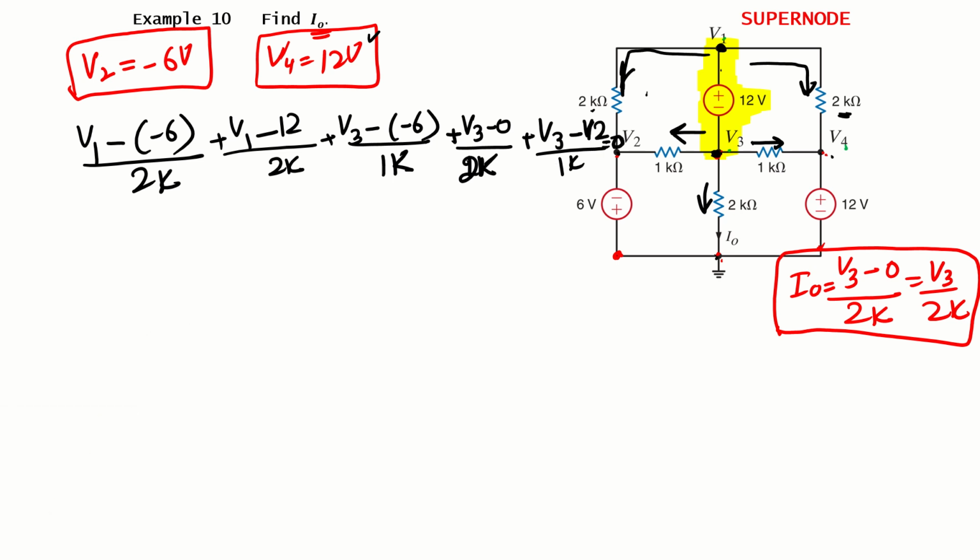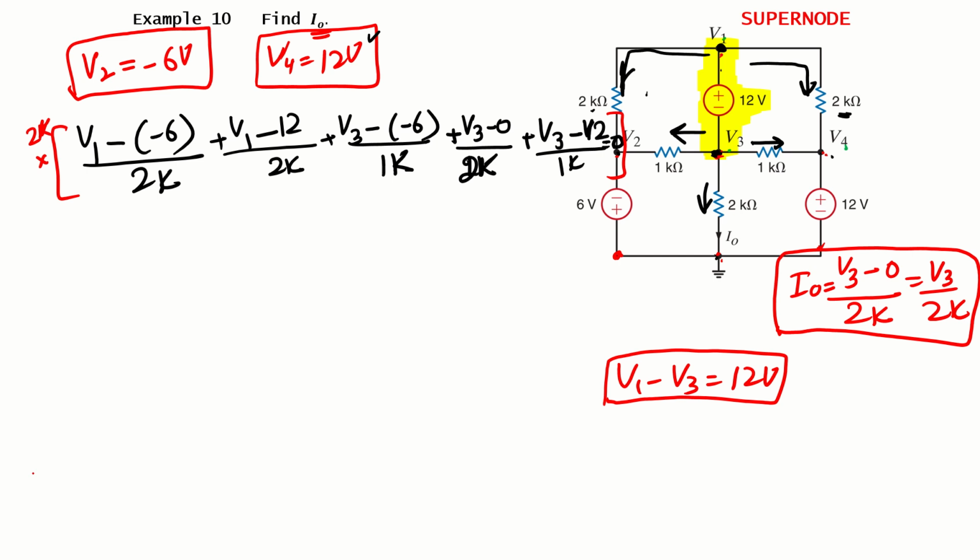With that we will also write the equation for our actual supernode. What will be that? V1 minus V3 is equal to 12 volt. This is our actual equation of our supernode. So let's simplify this one. We can simplify the whole thing by just multiplying with 2k. Why? Because this is the lowest common multiple of all denominators. So let's see what we will get. This 2k will be cancelled.